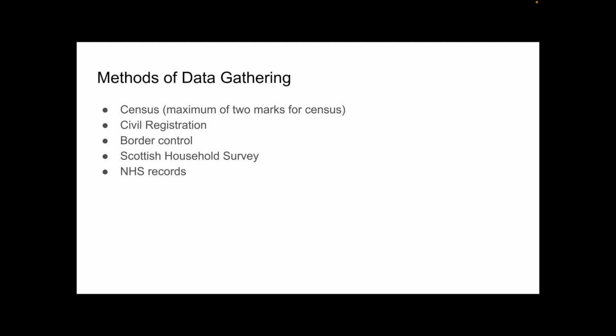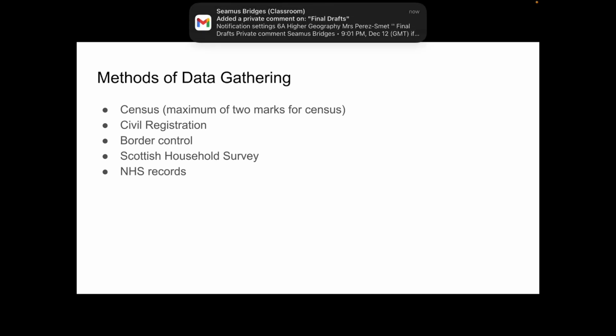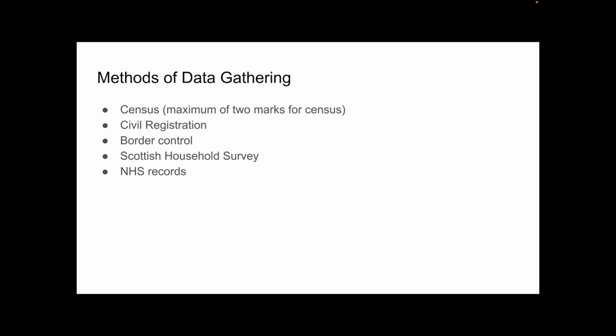And then finally, you've got your NHS records, who can keep up-to-date information on healthcare and any health needs and things like that. So it's generally a 6 marker. So I always say to people, a couple of marks for your census and then a wee mark from each of the other ones that you've got there.